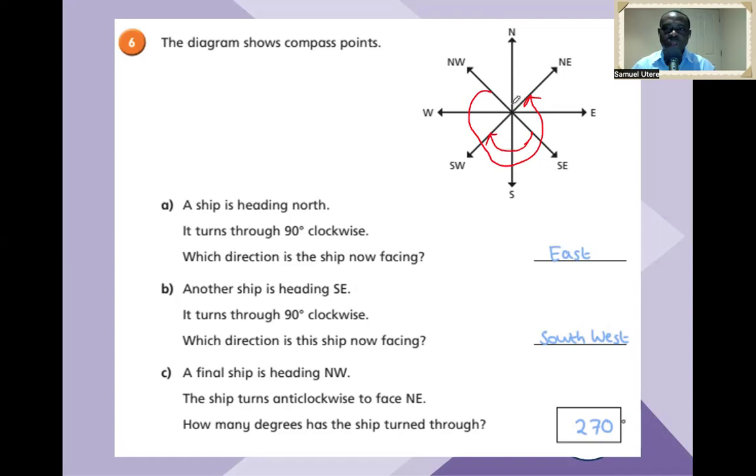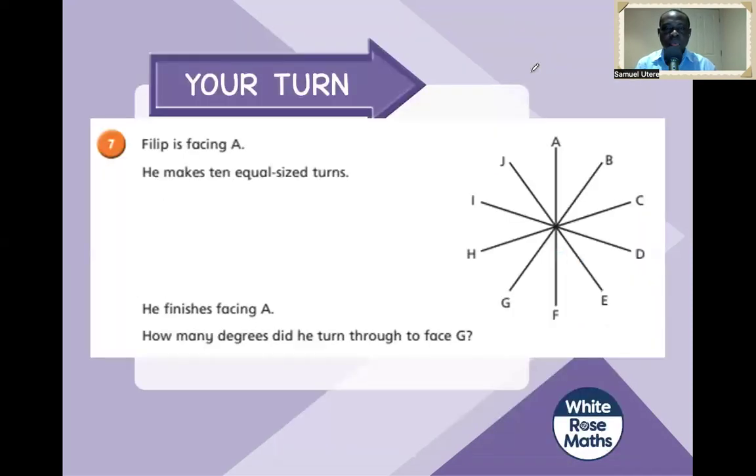A quick way to work it out is you can see the full turn returning to where it started from is 360, but here we have 90. So if you do 360 minus 90, you will know that's 3/4 turn, which is 270 degrees. Pause the video and answer question 7 in 2 minutes.